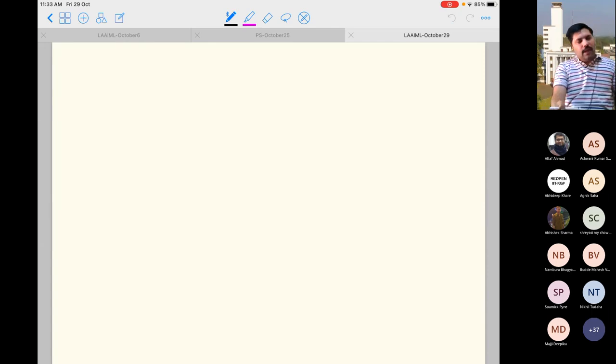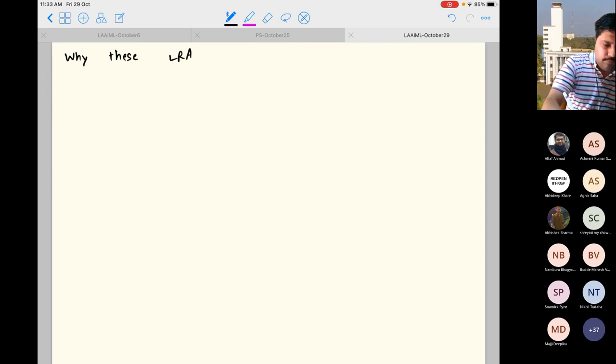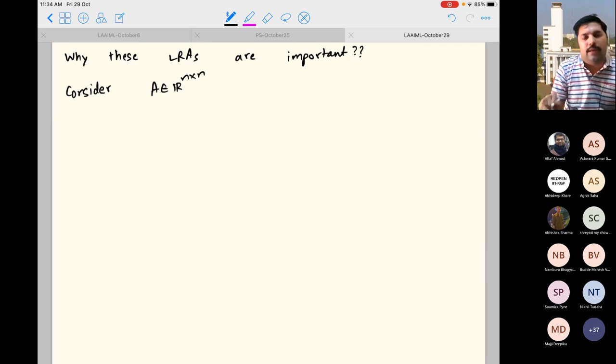Okay. So one thing I just want you to appreciate at this point of time is why these low rank approximations are important. So first I'll consider the case of n by n matrices. Consider a matrix A of the size n by n. I'll consider first this n by n case.